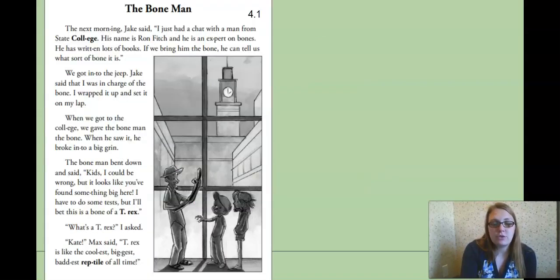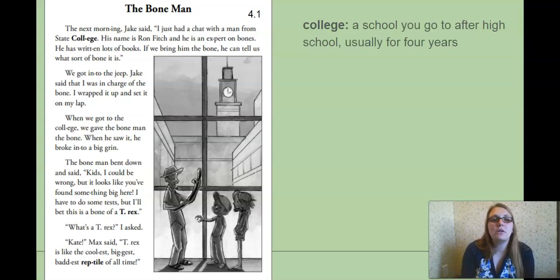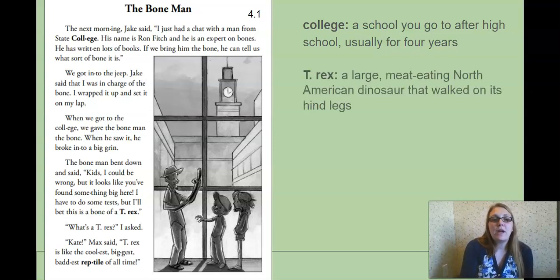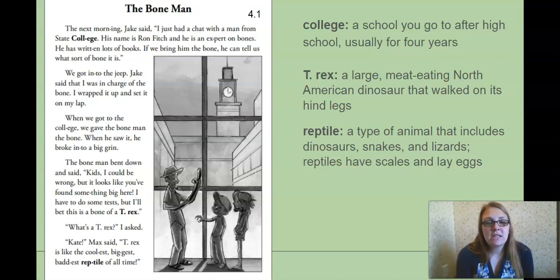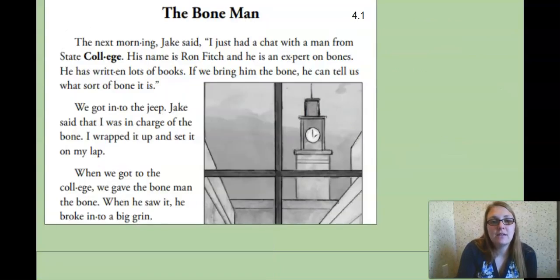Okay, here's our story. Go over vocabulary words. College. A college is a school you go to after high school, usually for 4 years. A T-Rex is a large, meat-eating North American dinosaur that has walked on its hind legs. Probably you'll recognize the T-Rex are really big. They have short little arms. And reptile, a type of animal that includes dinosaurs, snakes, and lizards. Reptiles have scales and lay eggs.